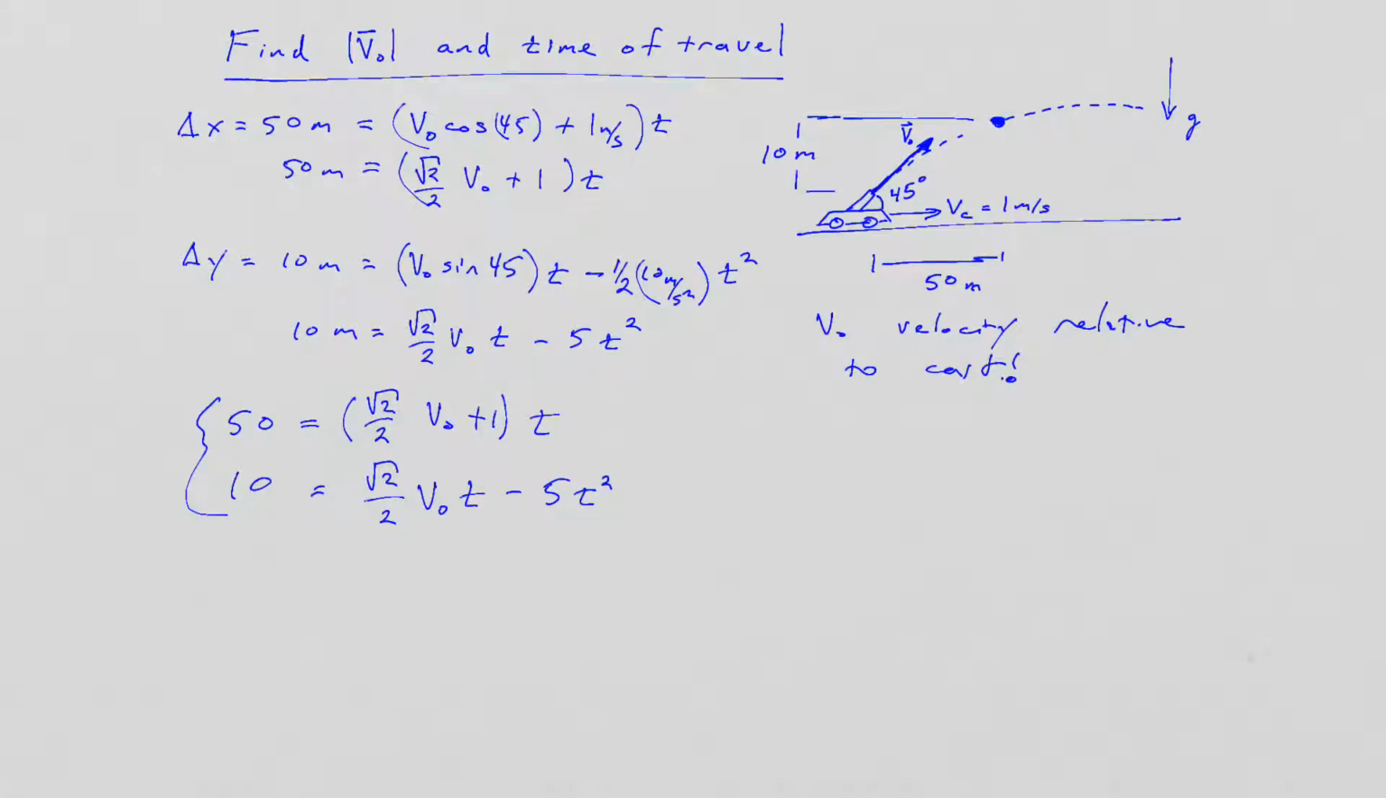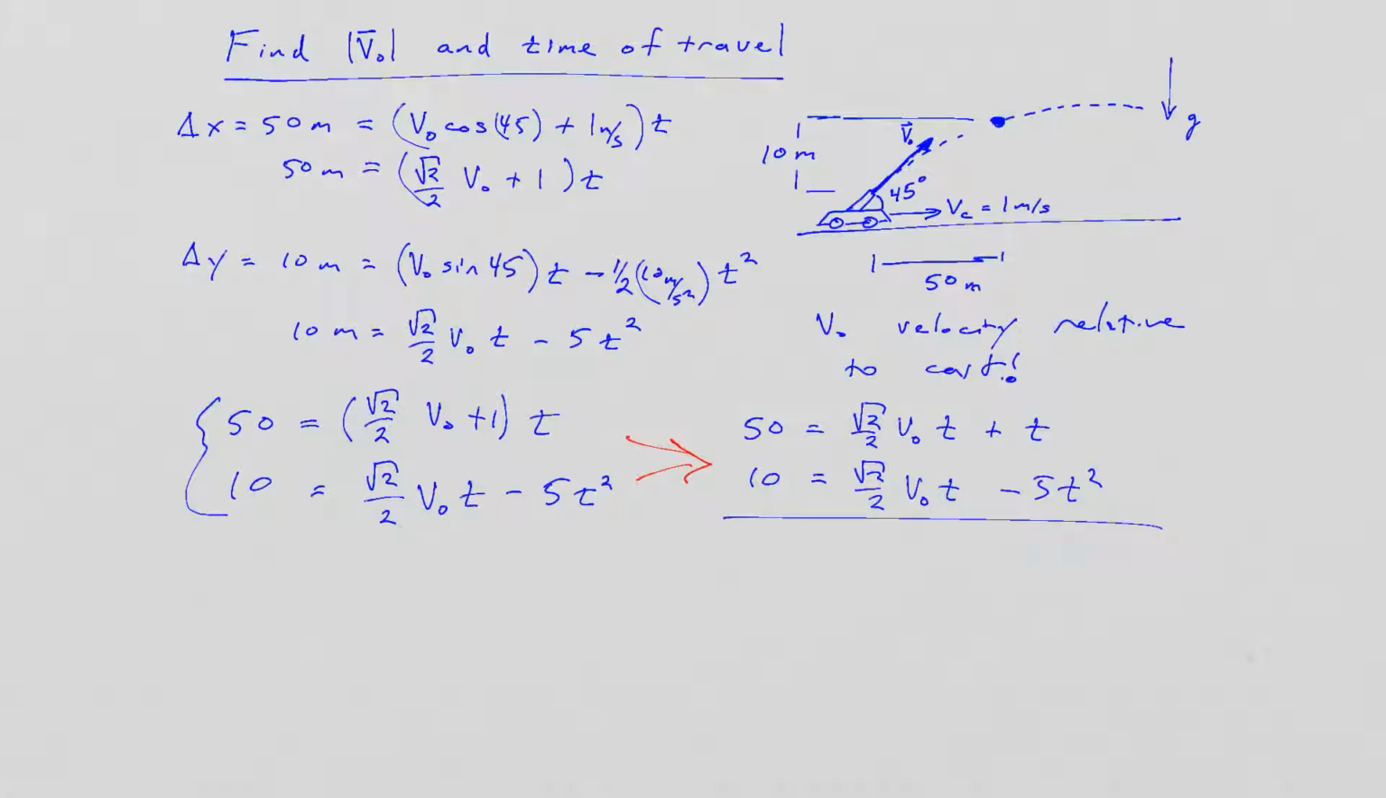That sounds like it'll be just a big hassle to do. Here's a different approach. Let's put this in a somewhat different form that'll make it a little bit easier to see what's going on. Let's write this as 50 is equal to root 2 over 2 v naught times t plus t, and 10 is equal to root 2 over 2 v naught t minus 5t squared. Okay, now we can do the following.